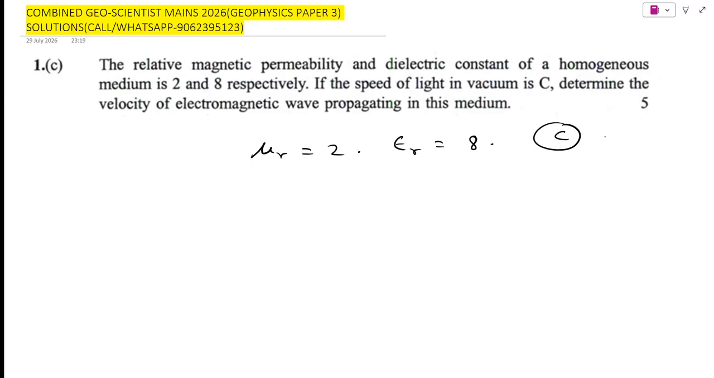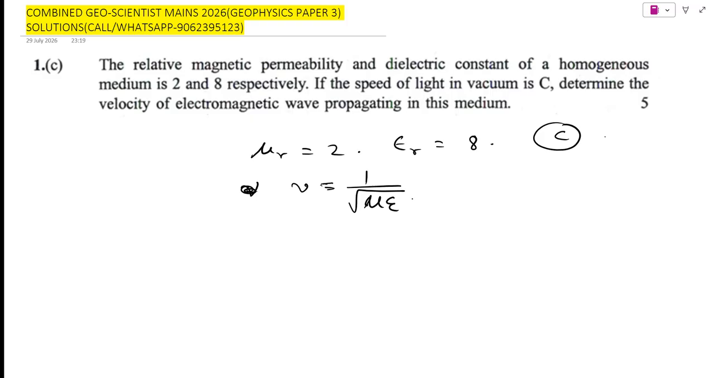Now, never start calculating immediately. First ask yourself, which physical law governs the speed of electromagnetic waves? The answer comes from Maxwell's electromagnetic theory. According to Maxwell, V equals 1 by root over mu epsilon, where V is the velocity in the medium, mu is the permeability of the medium, and epsilon is the permittivity of the medium.